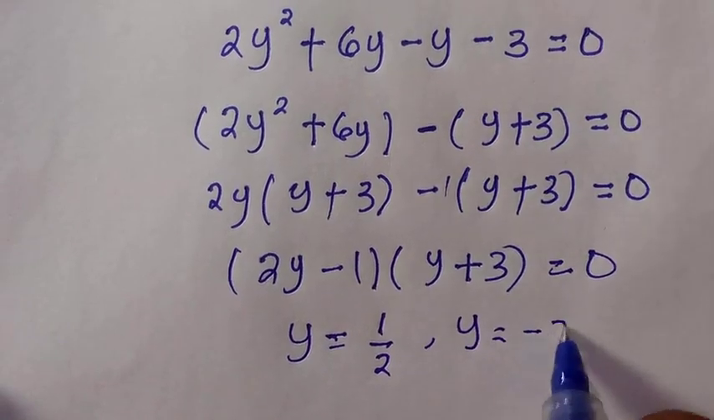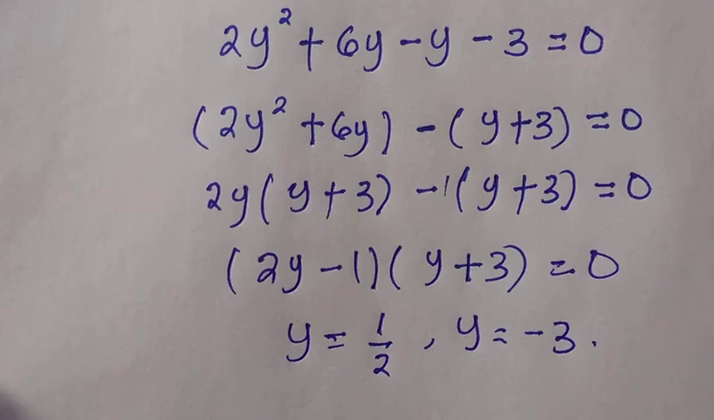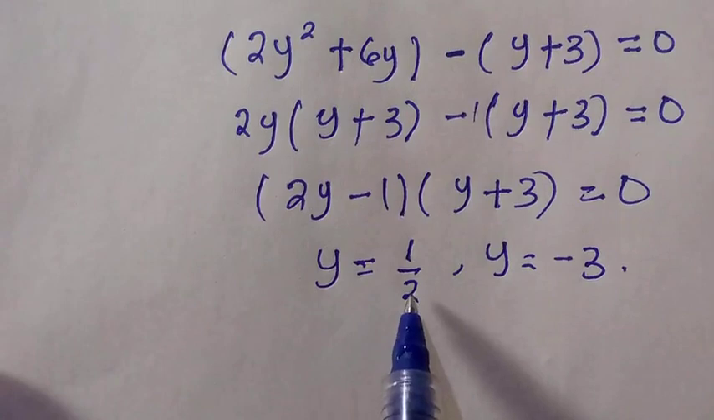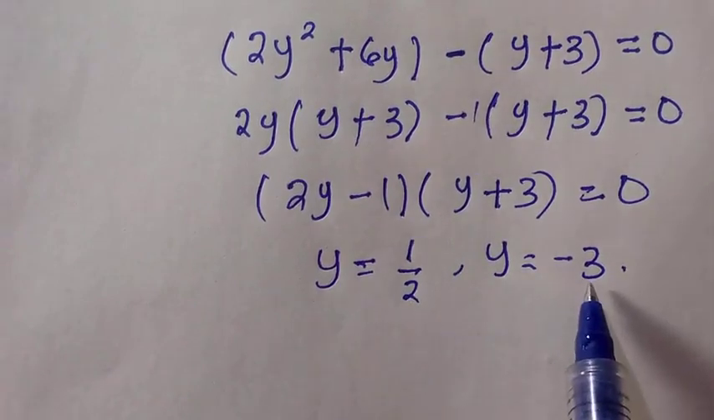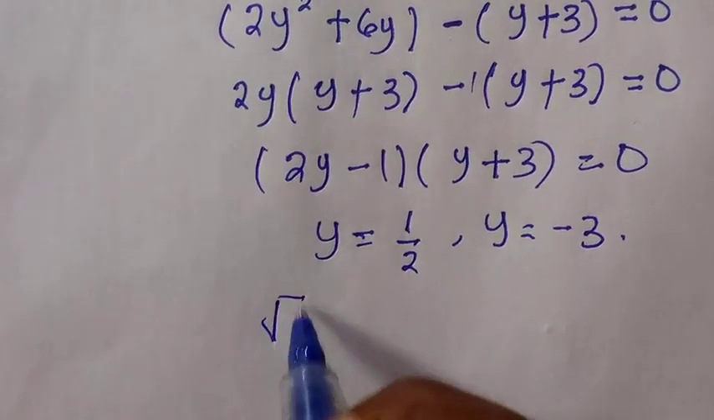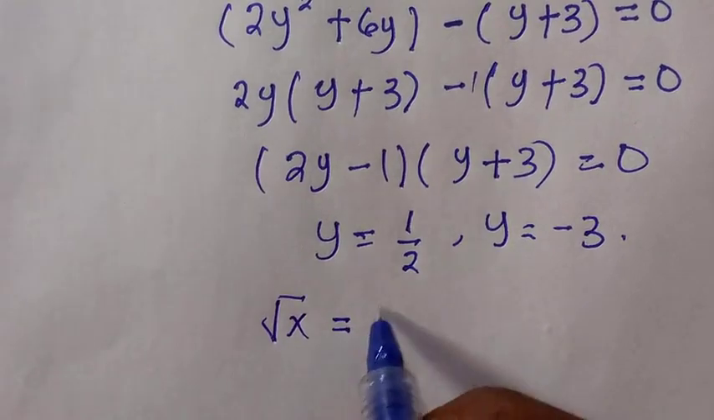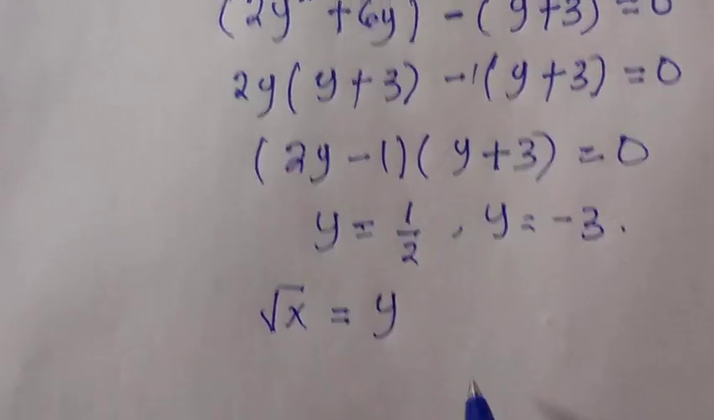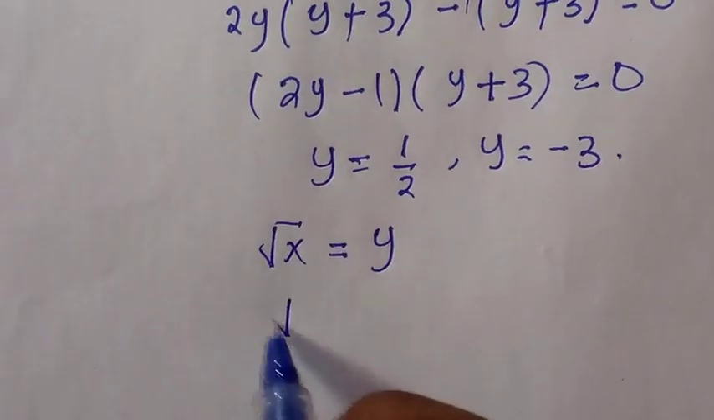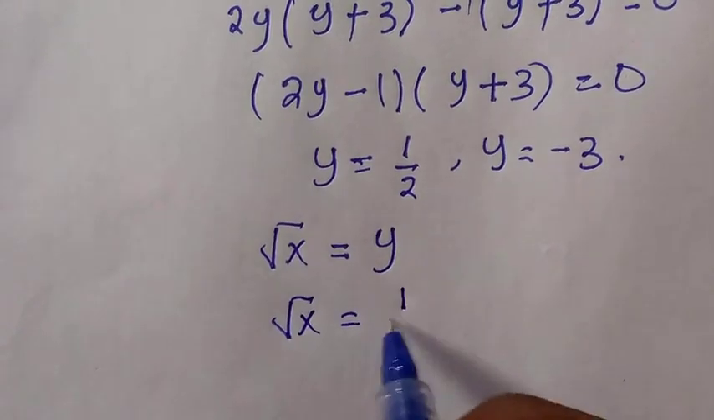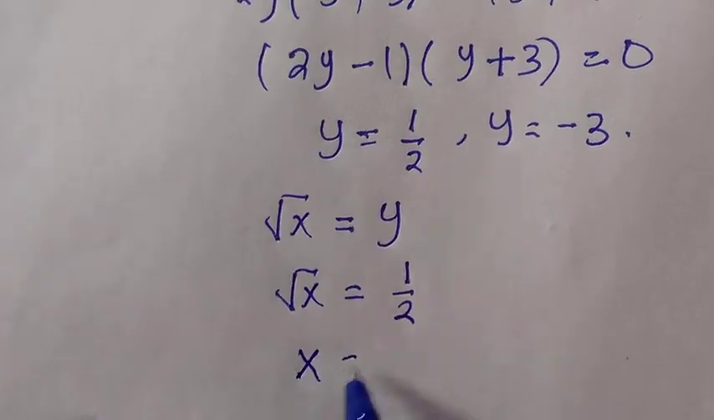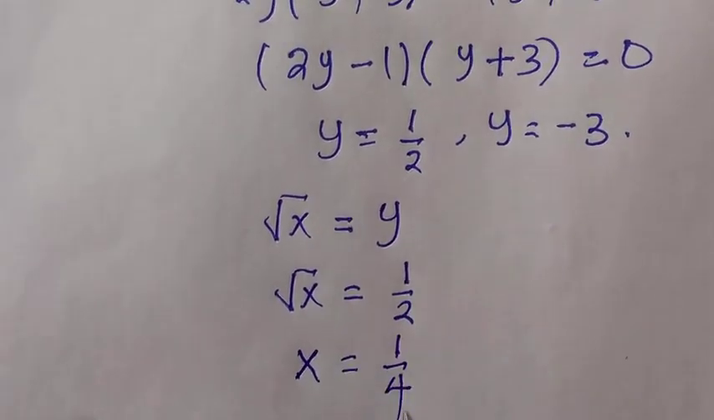or y equals minus 3. And to get the value of x, when y equals 1 over 2 and when y equals minus 3, we recall that root x equals y. At y equals 1 over 2, we have root x equals 1 over 2. By taking the square of both sides, we have x equals 1 divided by 4.